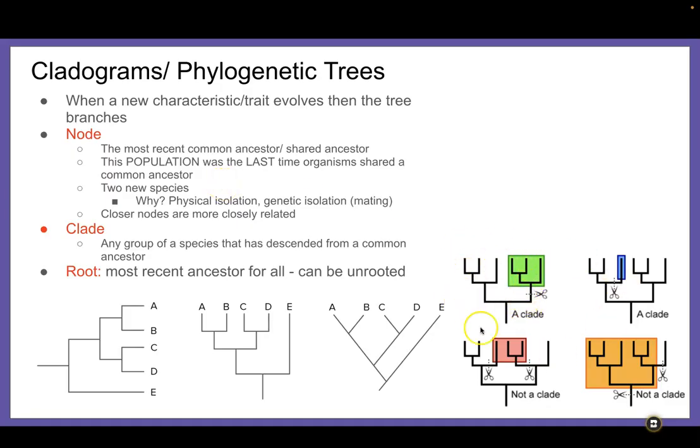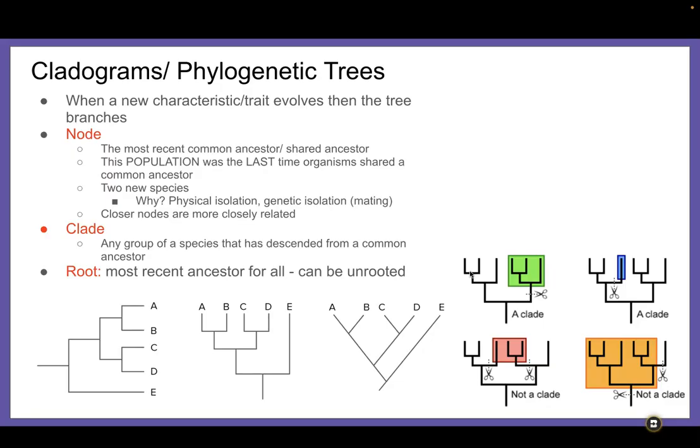So when I look at this first one with the green circle, anytime you see a branching part, that's a node. All of those are nodes where you see it look kind of like a fork.